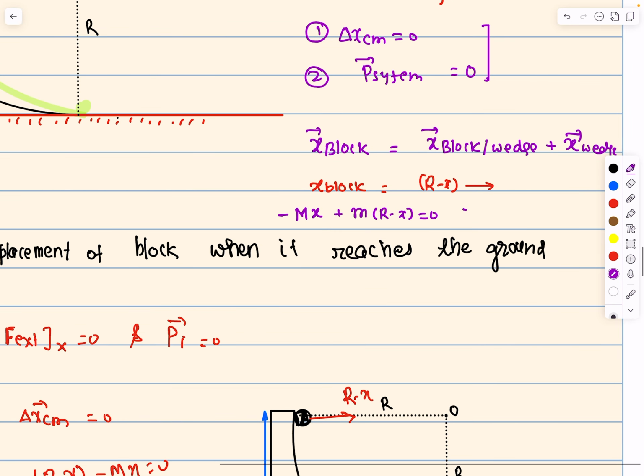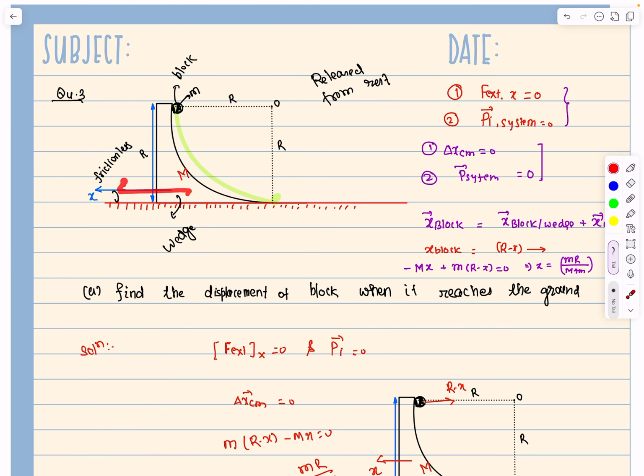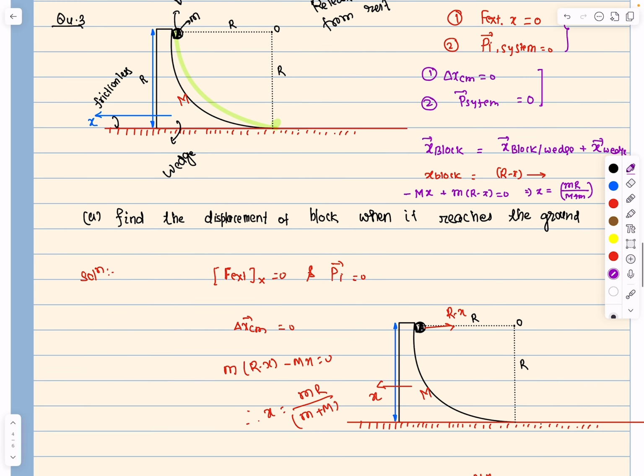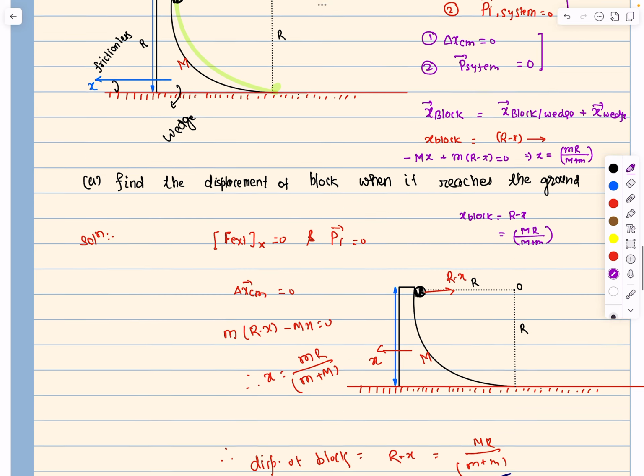If I solve these equations, we get x equals m r divided by capital M plus small m. What is this x? You should keep in mind this x is the displacement of the wedge, which I have said is in the backward direction. So let's calculate the displacement of the block, which we have already said equals r minus x. If I substitute this, we get capital M r divided by capital M plus small m. Okay, so this part is clear.